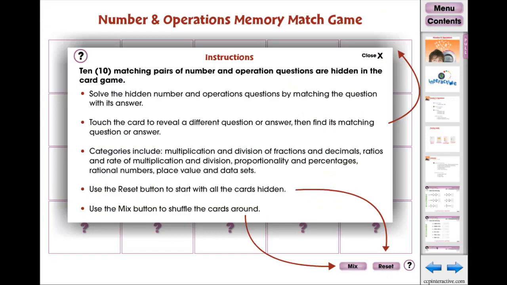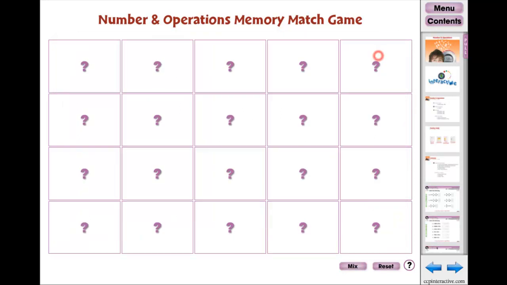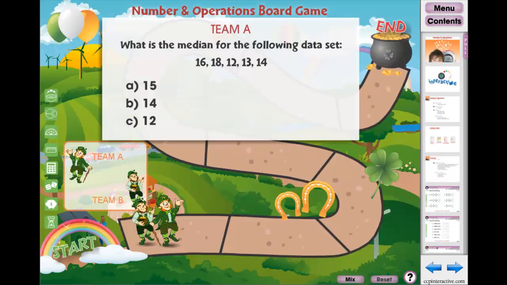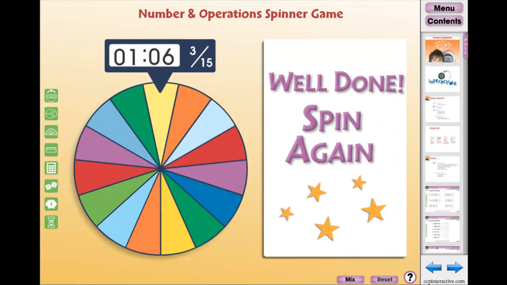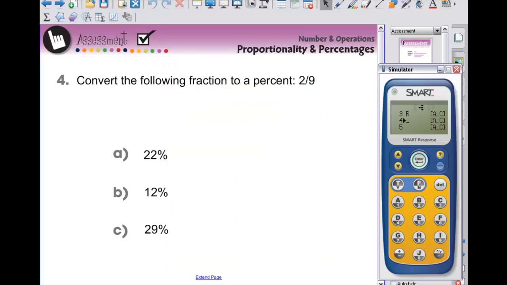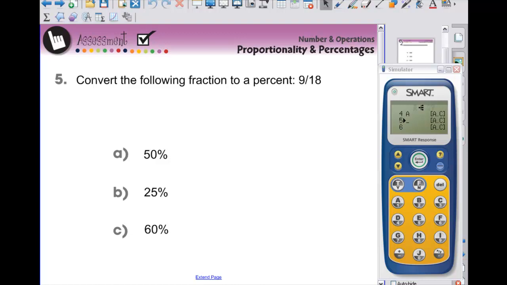Every interactive lesson in our 5 Strands of Math series features the following activities: Memory Match Game, Board Game, Spinner Game, and Smart Response Comprehension Quiz available for Smart Notebook users.